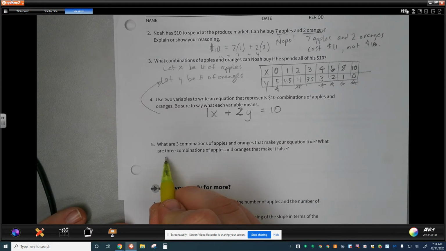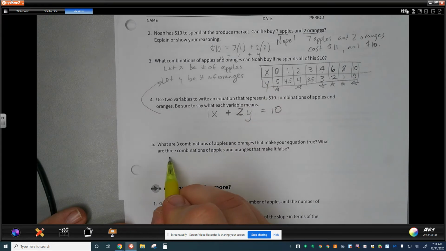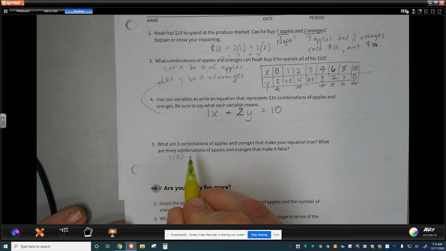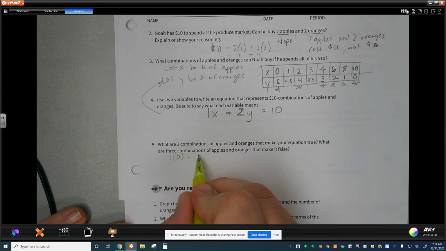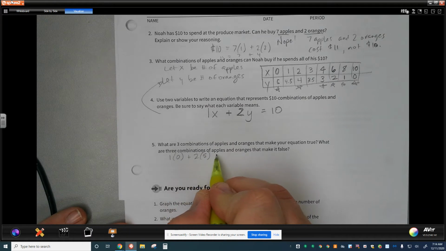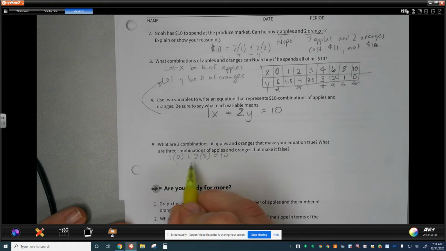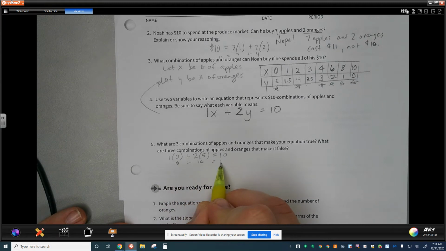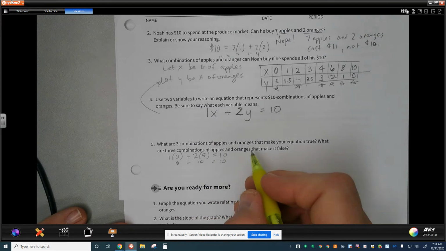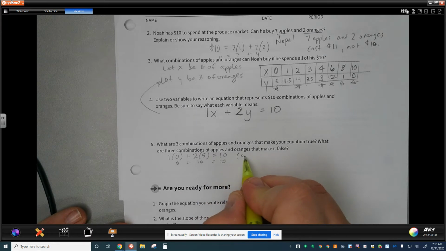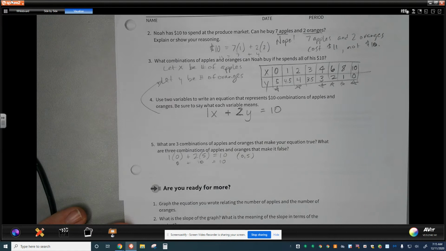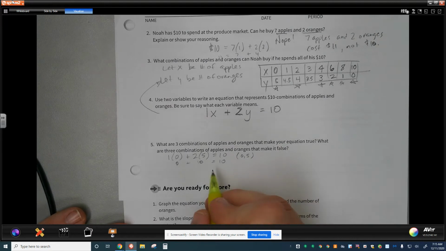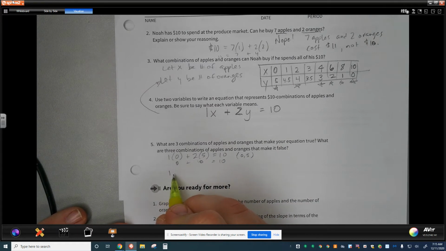When I think about this, if I talk about 0 apples plus 5 oranges equals 10, we see that that is 0 plus 10 is equal to 10. So there's one of them. That ordered pair is 0, 5. And this is what we call a solution. We talk about this one down here.